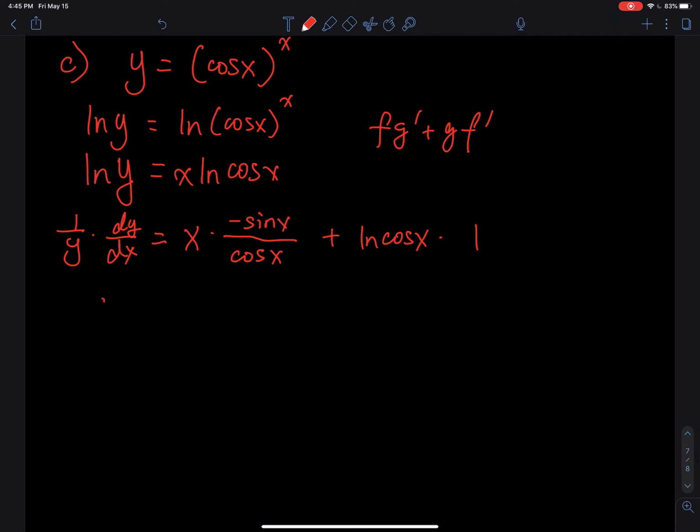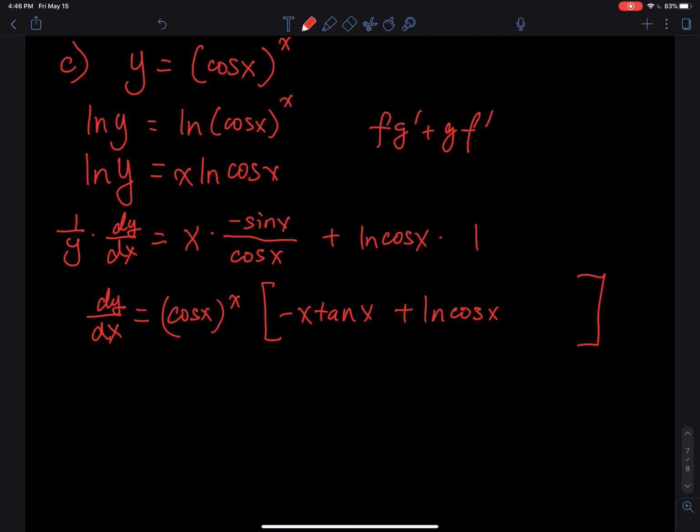dy dx equals to, you bring the y over, I will erase that later, and then we clean that up. So this one is negative x times tangent x, and then plus ln cosine x. So this is no longer a y, we don't want a y on one side, I want to replace the y with the function, which is cosine x raised to the x. So that is the answer of part C.